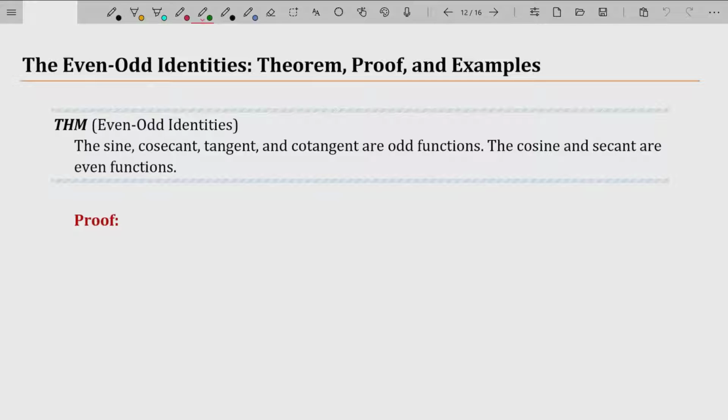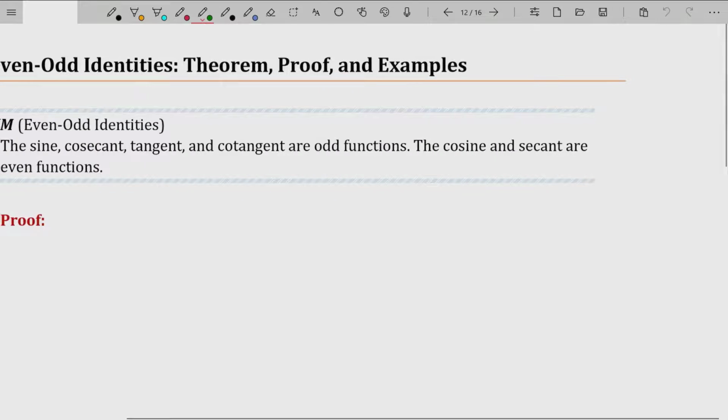There are a ton of other identities. If you haven't had trig, you don't know it, but there are quite a few other identities. But for right now, this will round out all the basic identities we need to go into graphing trigonometric functions. So let's state it right here. The sine, the cosecant, the tangent, and the cotangent are all odd functions, while the cosine and secant are even functions.